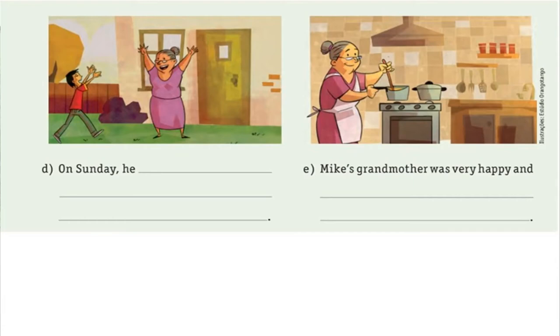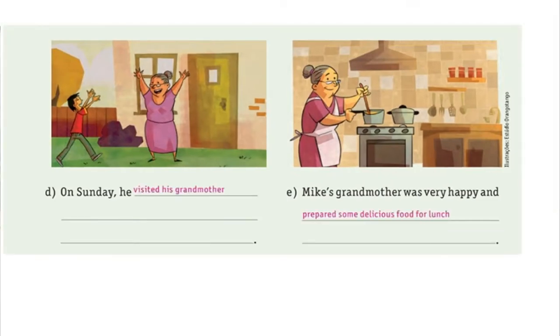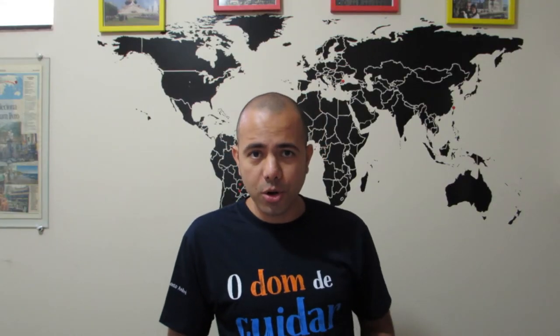Muito bem. I'm gonna give you the answer right away for those items. So, letter D, we're gonna have that on Sunday he visited his grandmother. And letter E, Mike's grandmother was very happy and prepared some delicious food for lunch. Very well, guys. So, good job so far. Everything's okay about that reading comprehension. And now we're gonna have our part about let's learn about words, okay?